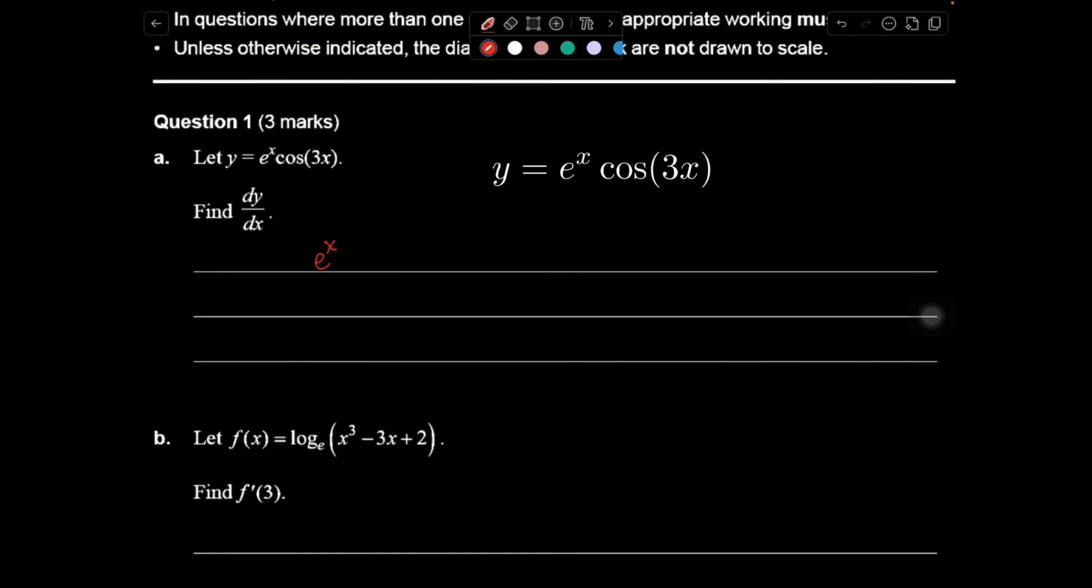so e to the x becomes e to the x, and then you times it by the second function, not changing it at all, and then you just plus the derivative of the second function now, so the derivative of cos 3x should be negative 3 sine 3x, and then you times that by the first function without changing that at all. So you can see how our final answer is this.